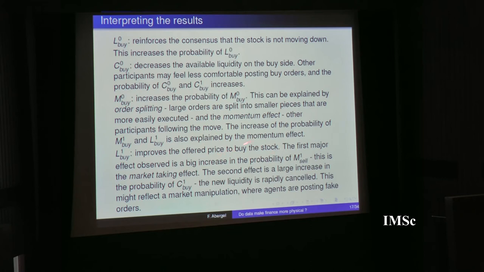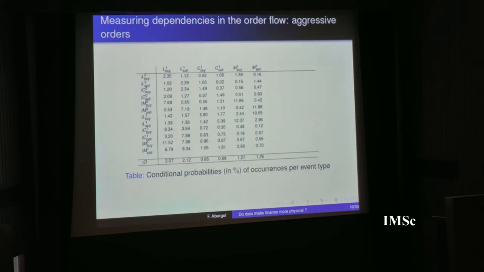What's going to happen is that there is a big increase in this M1 sell, market orders to sell. So let's look at this line. We look at L1 buy, M1 sell. Remember that M1 sell are very rare orders. They occur 1.3% of the time. It's a market order to sell that changes the price. So it's selling and it eats up all the liquidity, so it goes down the order book. Okay, so it's very rare. But following an L1 buy order, it happens 12% of the time. So it's much more frequent.